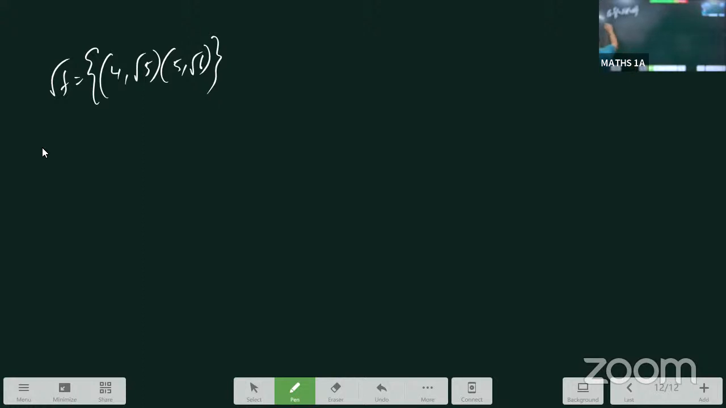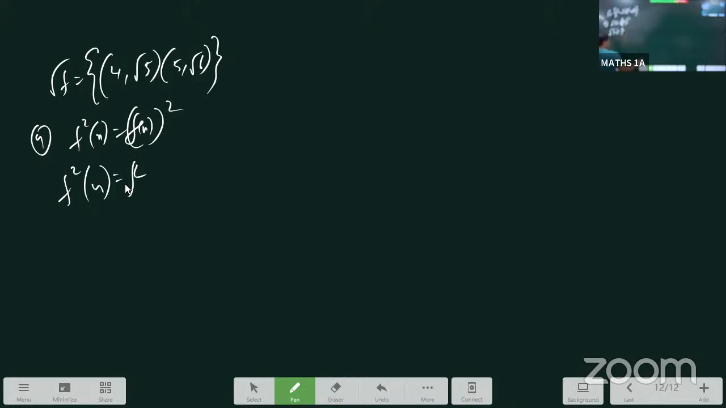Next, the 9th one: f square of x is nothing but f of x whole square. So f square of 4 is f of 4 whole square, according to the definition. What is f of 4? 5 square, that is 25.